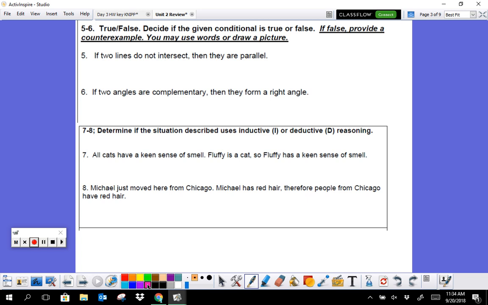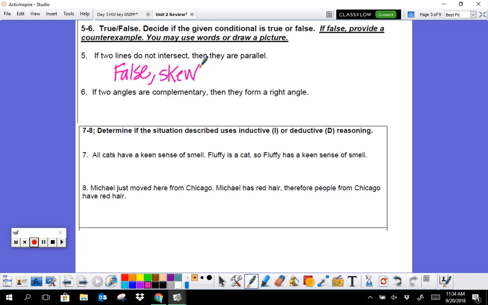says if 2 lines do not intersect, then they are parallel. Well, yes, they could be parallel, but they could also be something called skew. So I'm going to say false because my counterexample is they could be skew lines. We don't talk about that word in algebra, but we do talk about that word in geometry.